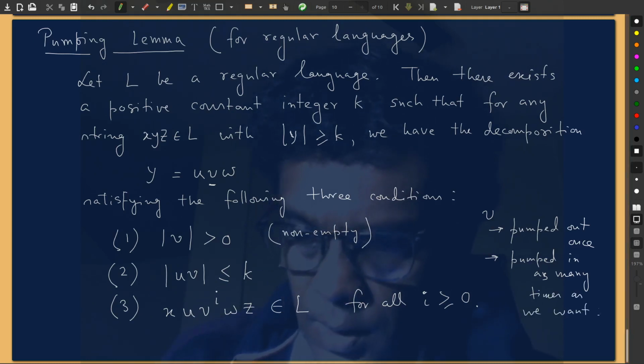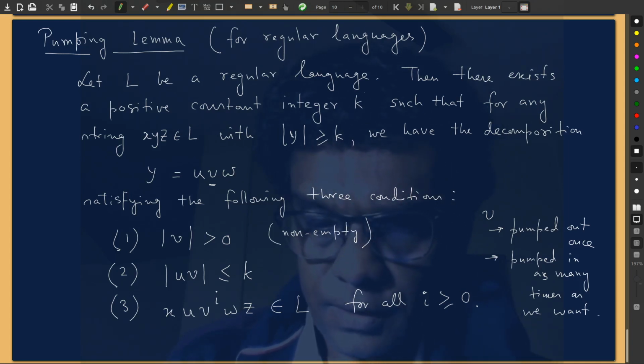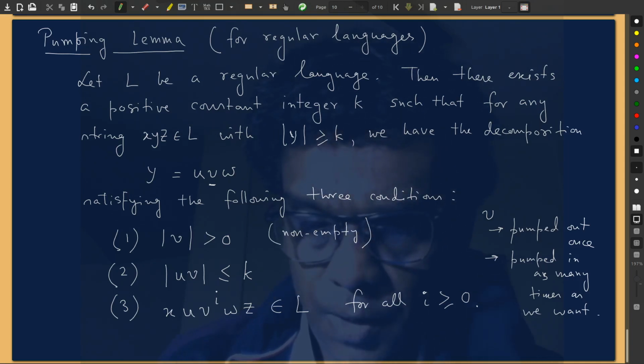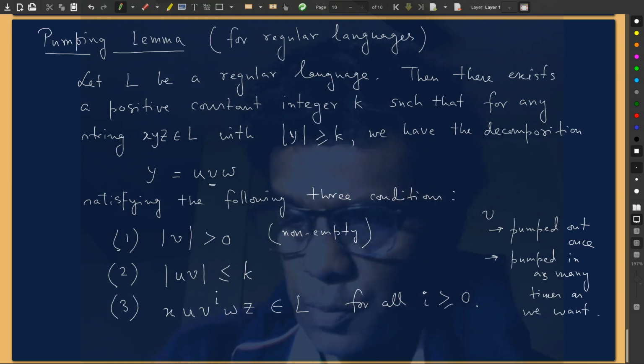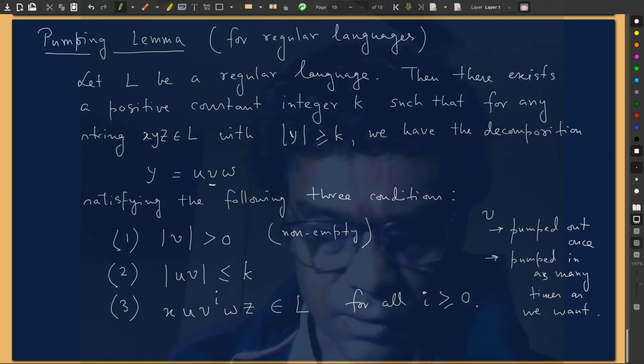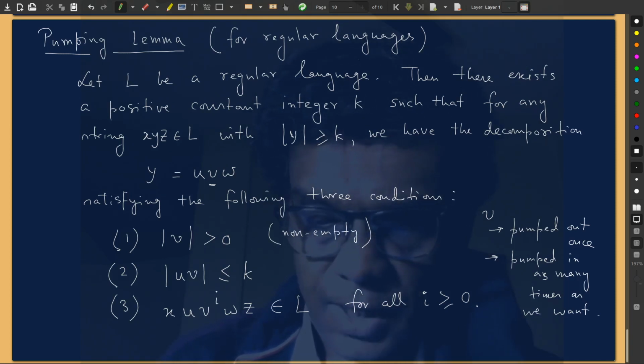Okay. So this pumping lemma is a property of regular languages, but not an exclusive property of regular languages, because some non-regular languages also satisfy the pumping lemma. But if we want to prove certain languages are not regular, this pumping lemma is helpful because you assume that it is regular. Okay.